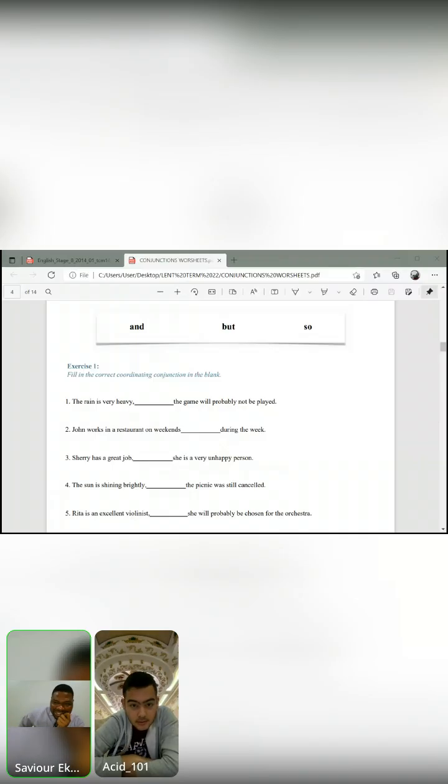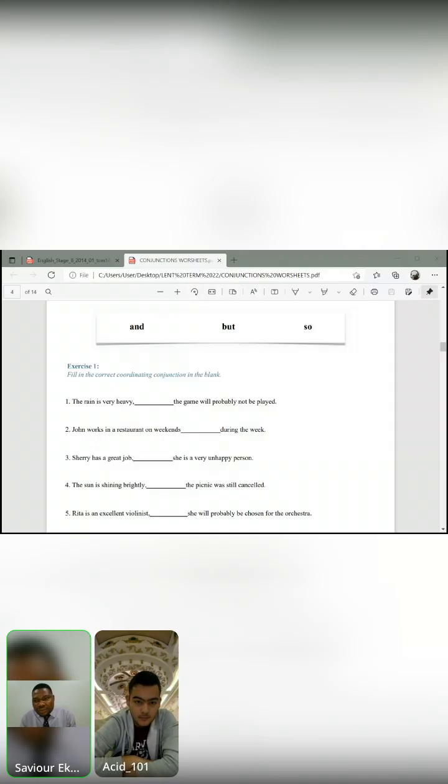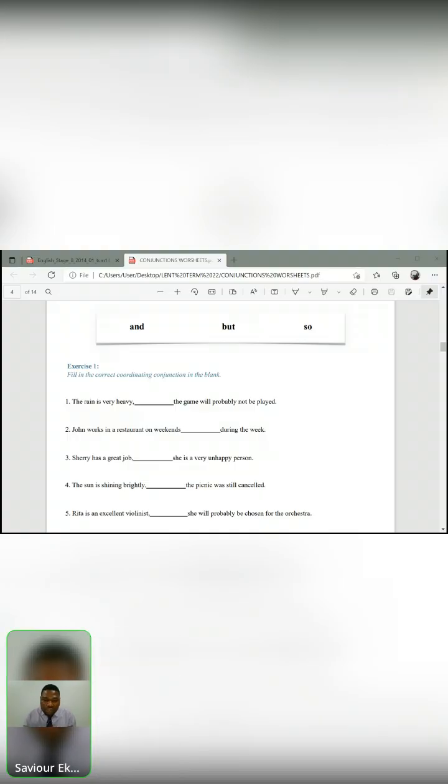Now I want you to look at the sentence. Asad, do you agree that that sentence has a parallel structure? Do we have parallel structure in the sentence? Number 4, the sun is shining brightly, but the picnic was still cancelled. Remember what I said about parallel structure. Parallel structure means you have the same number of verbs in one part of the clause as you have in the other part of the clause. So can we say that this sentence number 4 has a parallel structure?